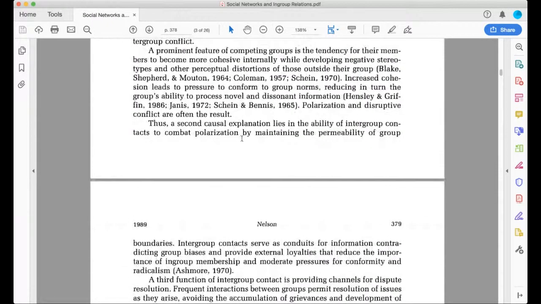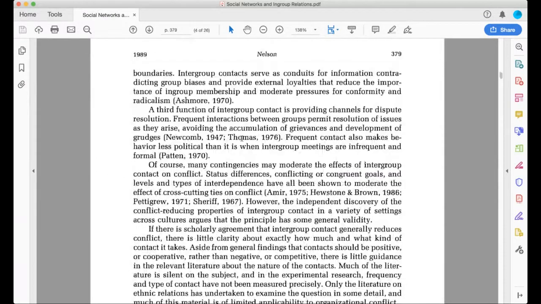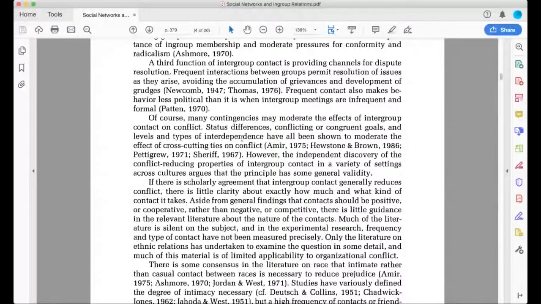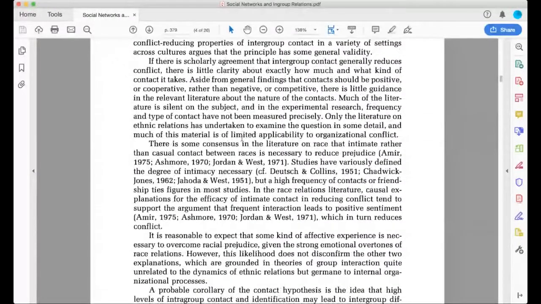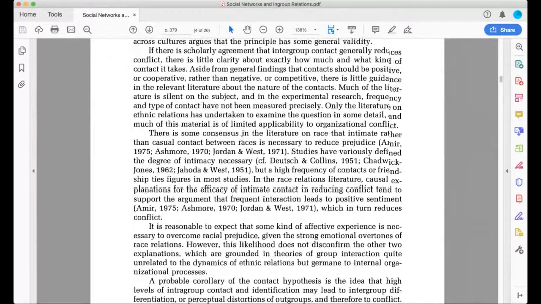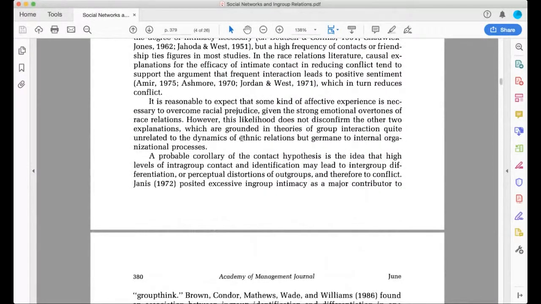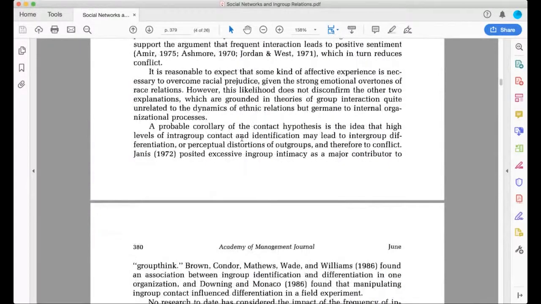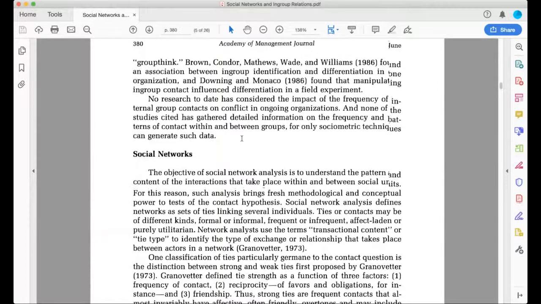A prominent feature of competing groups is the tendency for their members to become more cohesive internally, developing negative stereotypes and distortions of the other group. A third function of intergroup contact is providing channels for dispute resolution. Of course, many contingencies may moderate the effects of intergroup contact. There is scholarly agreement that intergroup contact generally reduces conflict. It is reasonable to expect that some kind of effort and experience is necessary to overcome racial prejudice. No research to date has been done to consider the impact of frequency of intergroup contacts.